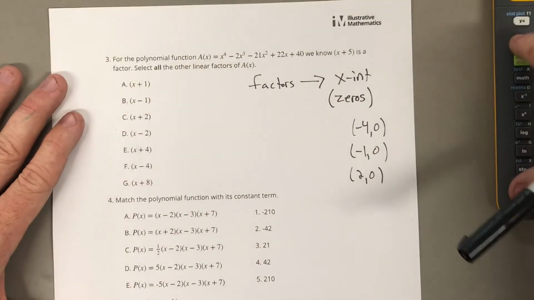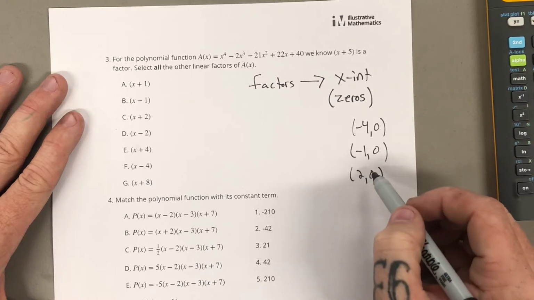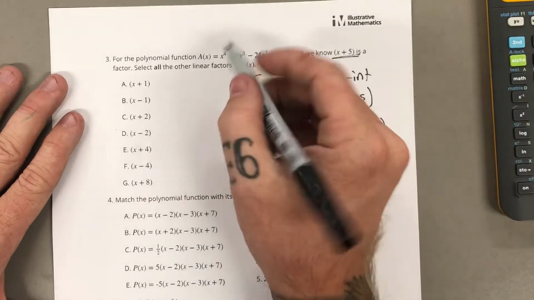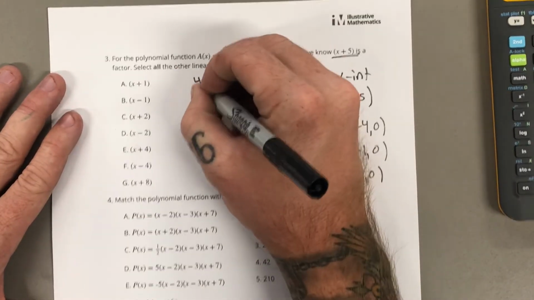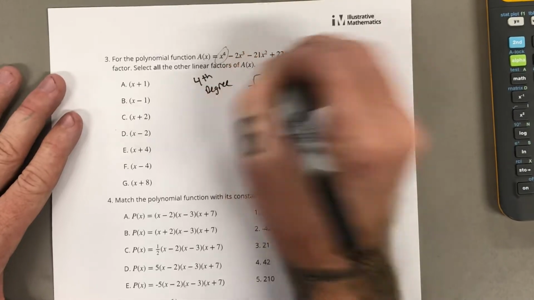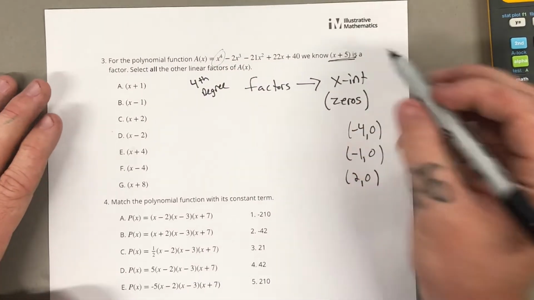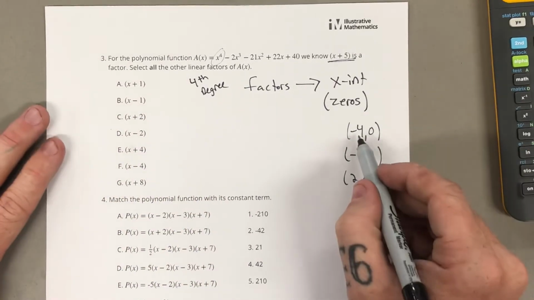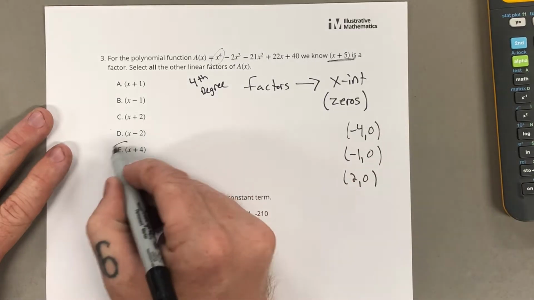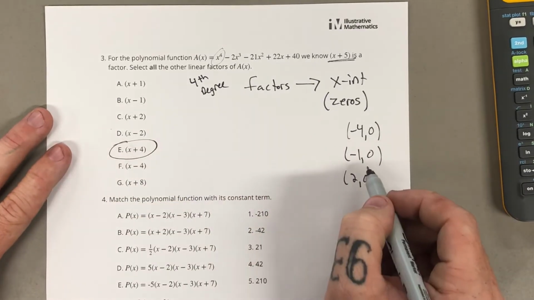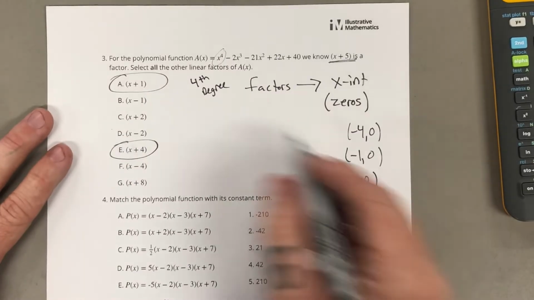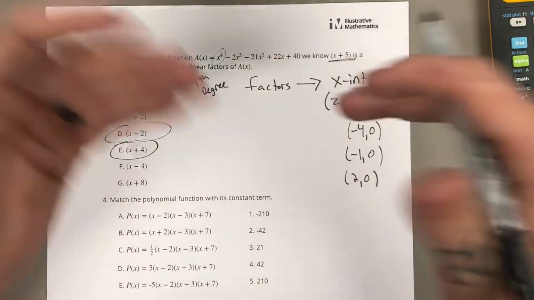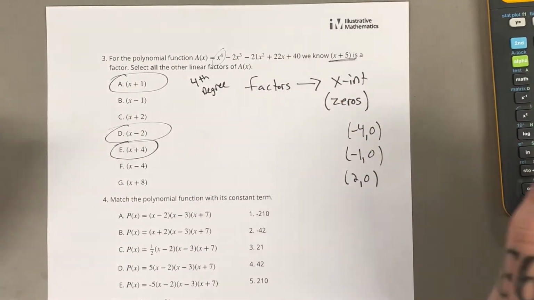So what we know, if these are x-intercepts, they came from a factor. How many are we supposed to have total? 4, because it's a 4th degree. So if x plus 5 is our first factor, then we can use these x-intercepts to find our other 3, to get a total of 4. If your x-intercept's -4, as a factor it's +4, because they're opposite. -1, +1. +2, -2. Those are your 3 factors. Factors give you x-intercepts, and you want to remember that they're the opposite.